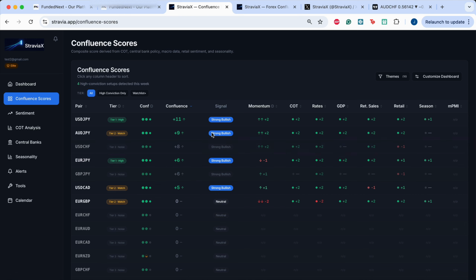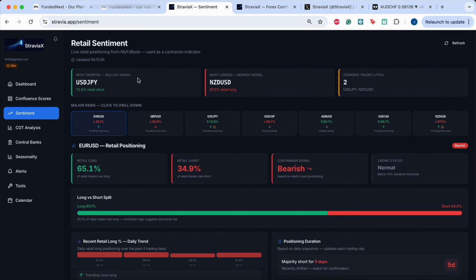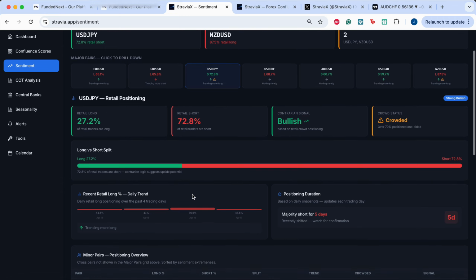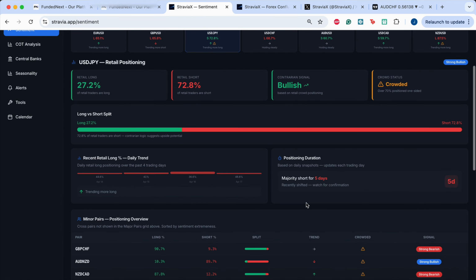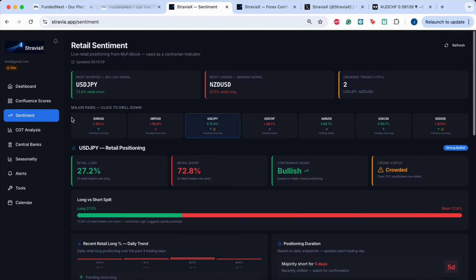Other things is that you've got your confidence score page, so it gives you the scores across the different pairs here, and the momentum scores. You've got sentiment, so this is retail sentiment based on MyFxBook. It shows you where things are crowded. So when most of the retail crowd are starting to go on one side, it tells you how long they've been crowded for, or at least positioned in a certain way. So for example, saying in the last 5 days, USD JPY has been quite short heavy.